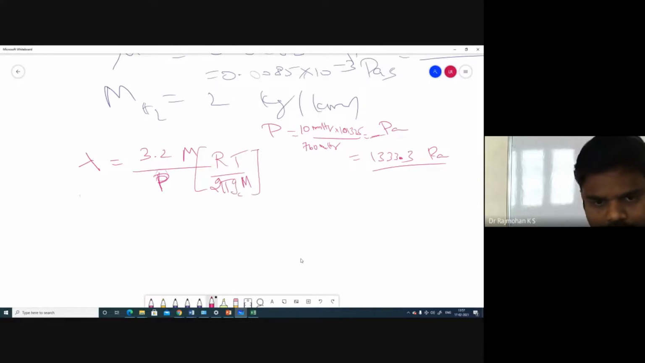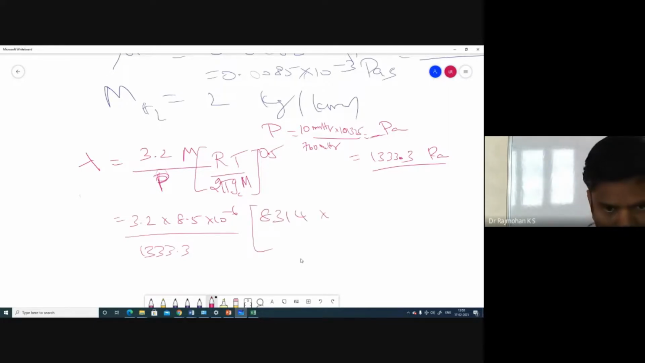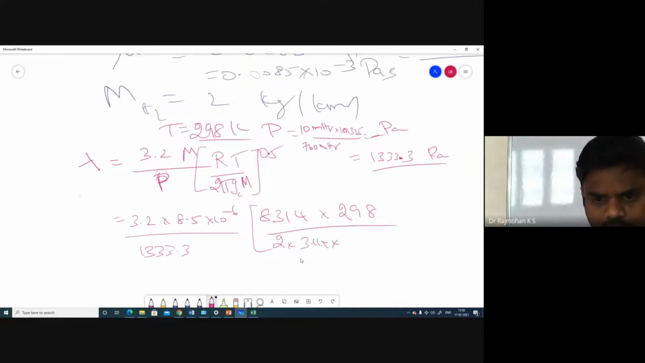Square root of 3.2 into 8.5 into 10 power minus 6 divided by 8314 into the temperature. What is the temperature given for the second case? It is 25 degrees Celsius, right? So the temperature is 298 Kelvin. So 298 divided by 2 into 3.14 into Gc is 1 into M value is 2. Okay, square root.